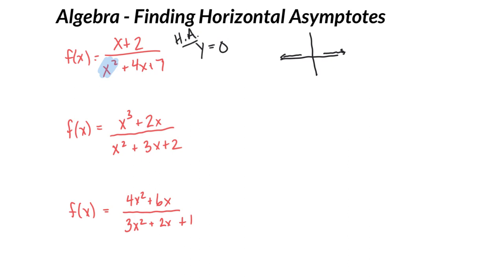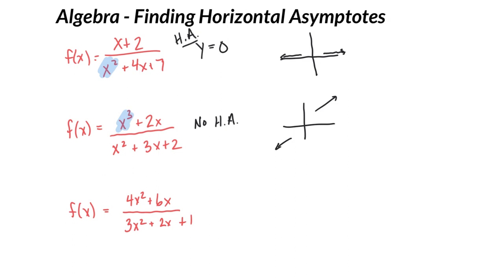Next, here the highest power is in the numerator. x cubed is the highest powered thing. If the highest powered thing is in the numerator, it has no horizontal asymptote. So in this situation, it does something and then it goes off towards infinity. It doesn't ever level out. It just keeps growing. Okay?